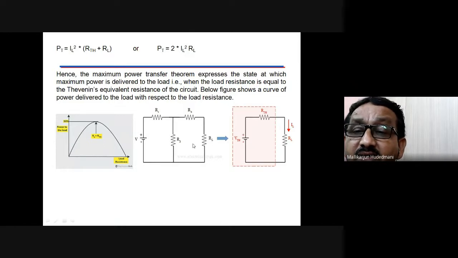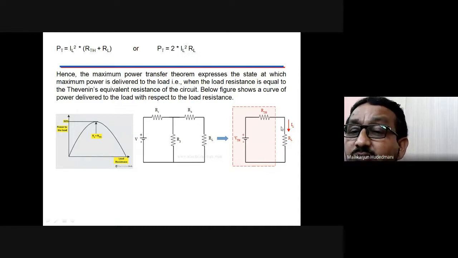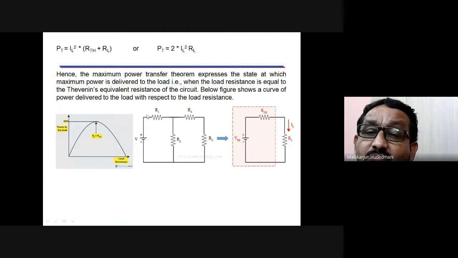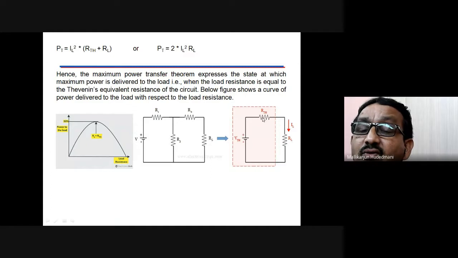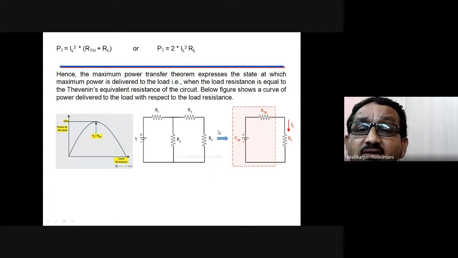For that, I eliminate this RL. I find out what is this VOC across these points, and by short circuiting the voltage source, find out R equivalent across these 2 points, then make the RL in series with that. That becomes VTH measured across this, the VThevenin, and RTH measured across this, which is R1 or R3 being in parallel, in series with R2, which becomes RThevenin over here. So similar work has been done in this problem.